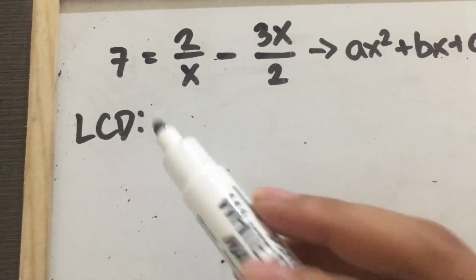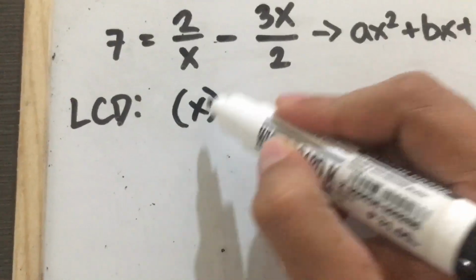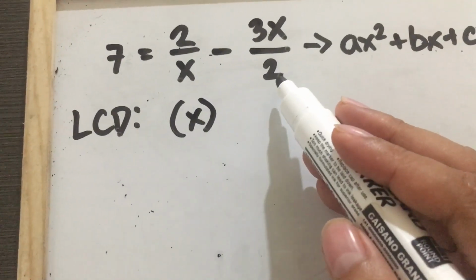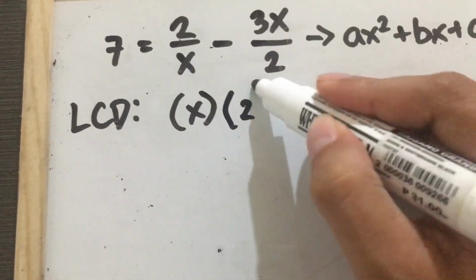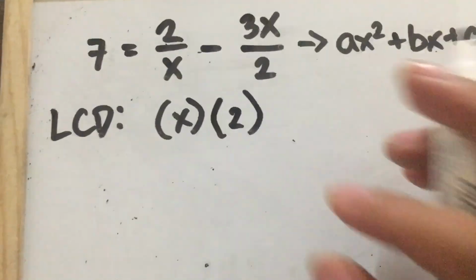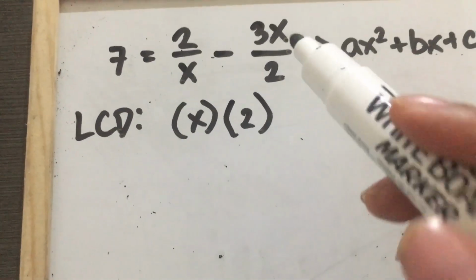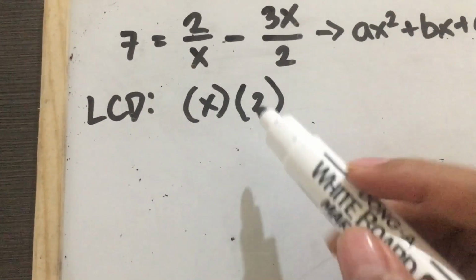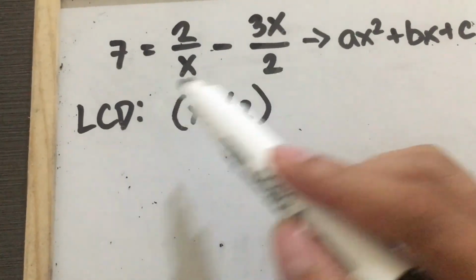Since in our example we have only x as a variable, x is one of the LCDs, as well as 2 in terms of a constant number. So 2 is also the LCD in terms of constant number. So you have x and 2 as our LCD. In our next step, we need to multiply the LCD to each term of our equation in the left as well as in the right.